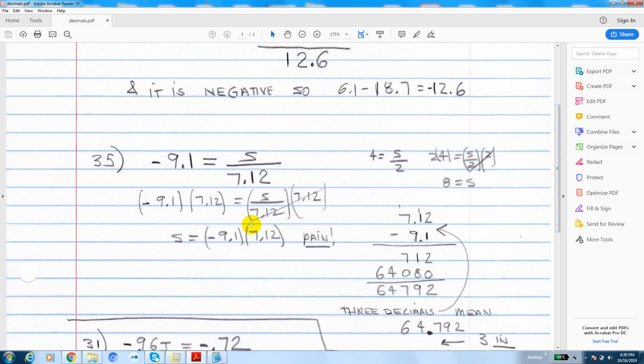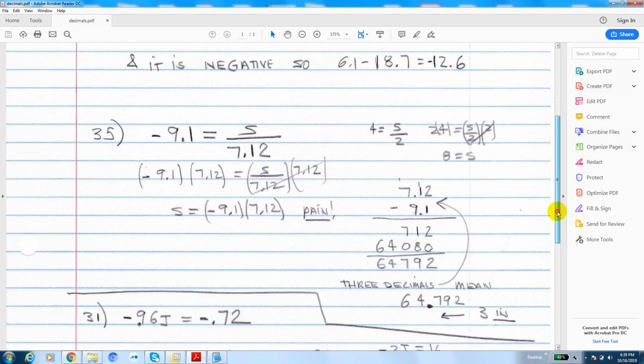So how do you multiply two decimals together? You write them down and you do the math ignoring the decimals. Totally ignore the decimal points. You just multiply 712 by 91, and you get this number, 64792. Now you have to place the decimals. It's really not that hard. You just count the number of decimal places on these two numbers. Here you have 1, 2, 3, so 3 decimals. Then you move the decimal point over 3 places, and you have the answer.